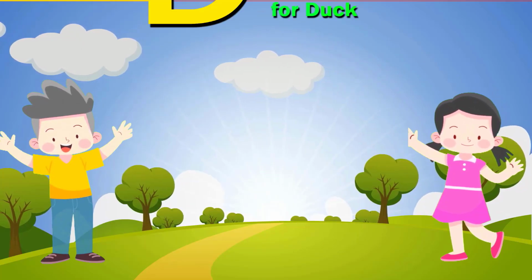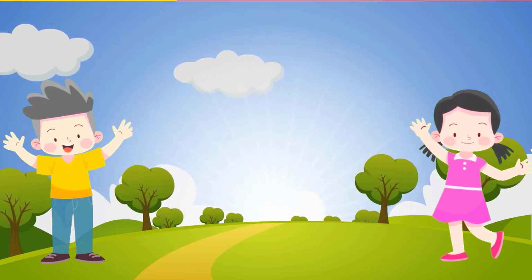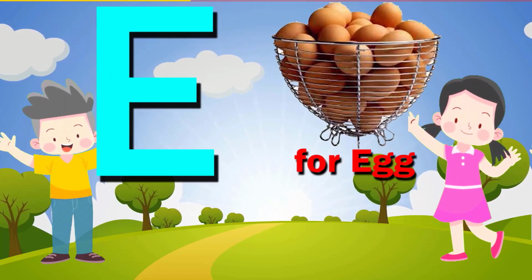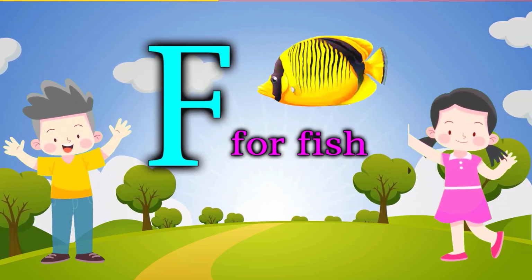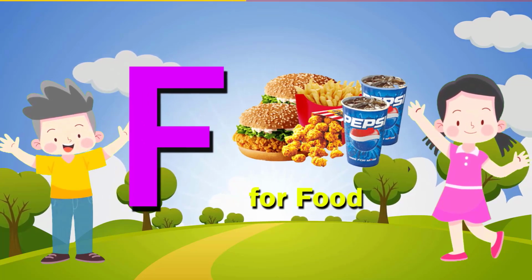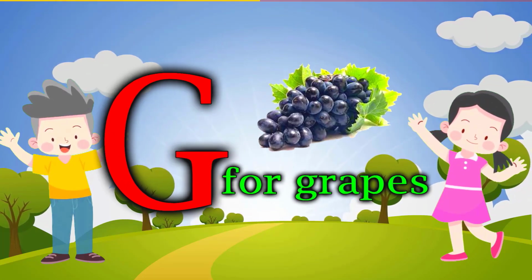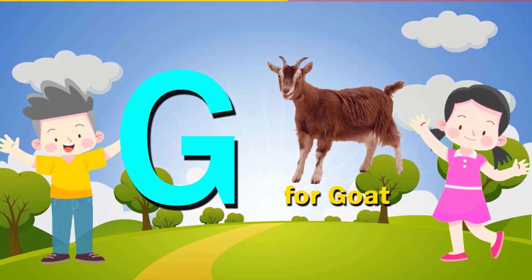D for dog, D for duck. E for elephant, E for egg. F for fish, F for food. G for grapes, G for got.